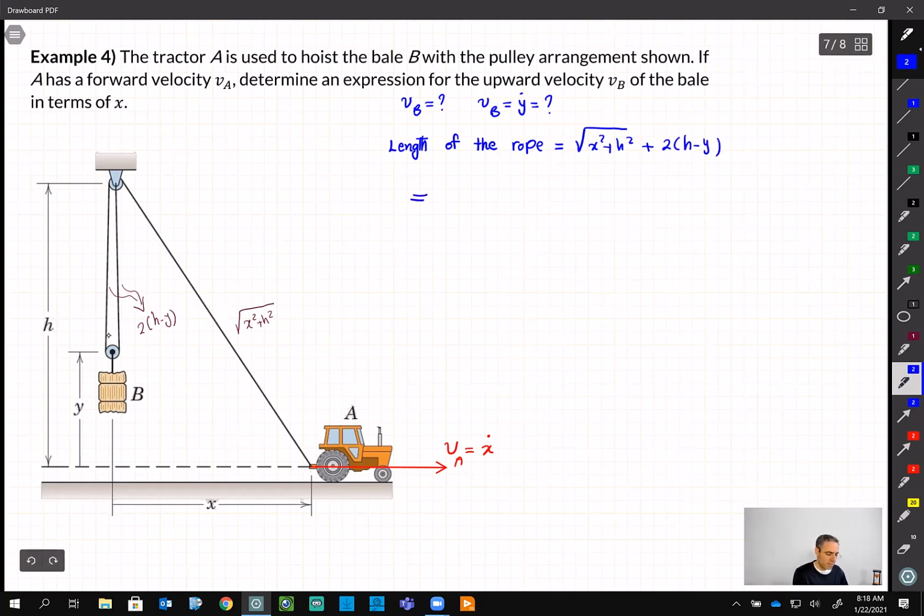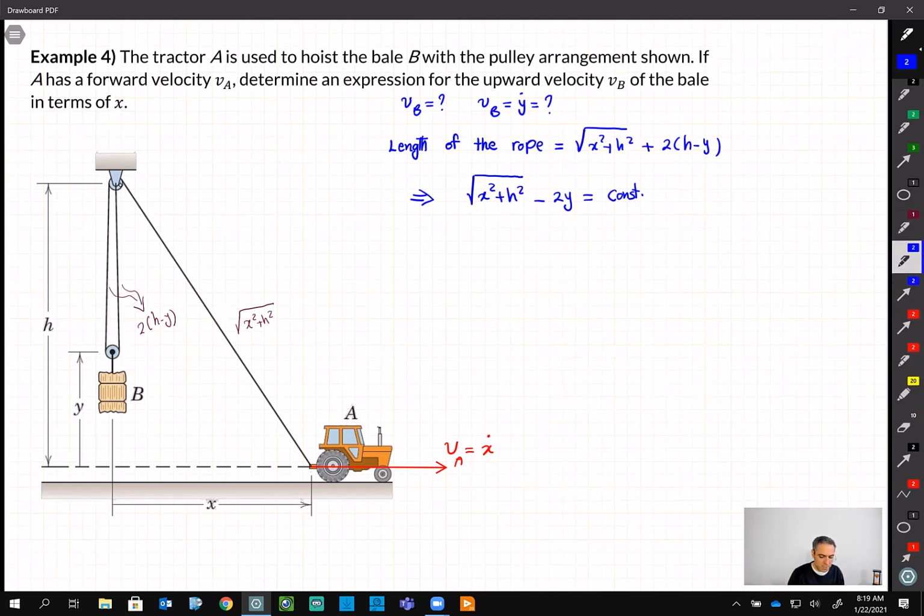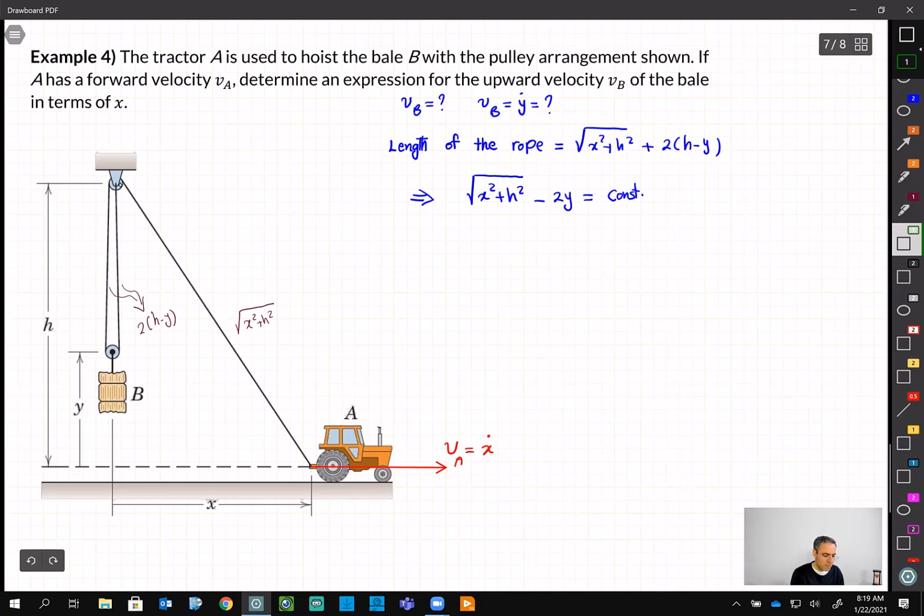Let's simplify it. Then what I get, square root of x squared plus h squared, minus 2y is equal to a constant, which we don't care what it is. Okay, I just move these two h to the left, and h is always constant from ground to the ceiling. And problem solved. You just need to take the derivatives. You see, when you figure out the geometry, then the rest is easy.